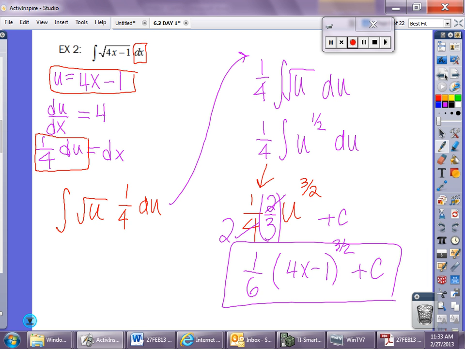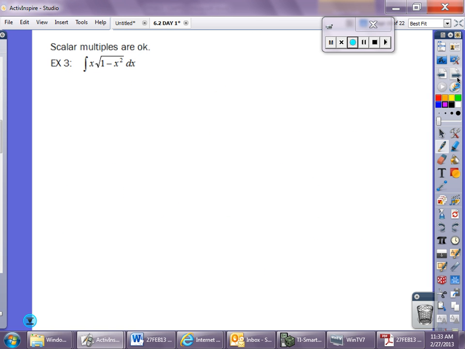No problem. All right, so the next one, it says on top scalar multiples are okay. And I'm going to remind you after why it works. So remember when we did our chain rule? Our dn sat in front, right? Or sorry, in the back. We always multiplied by dn.